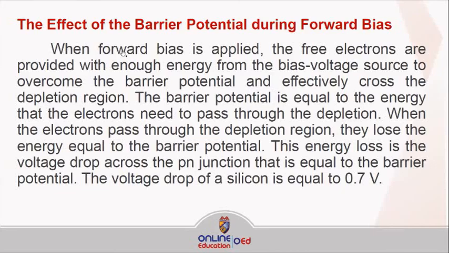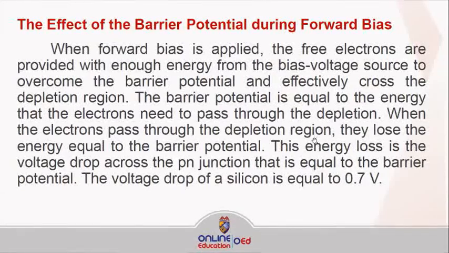Okay, when forward bias is applied, the free electrons are provided with enough energy from the bias voltage source to overcome the barrier potential and effectively cross the depletion region. Then the barrier potential is equal to the energy that the electrons need to pass through the depletion region. Then when the electrons pass the depletion region, they lose energy equal to the barrier potential.